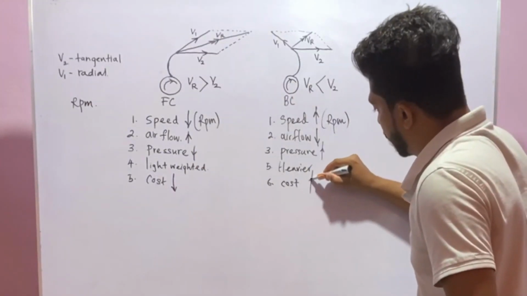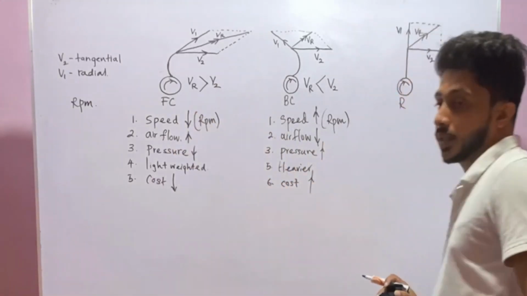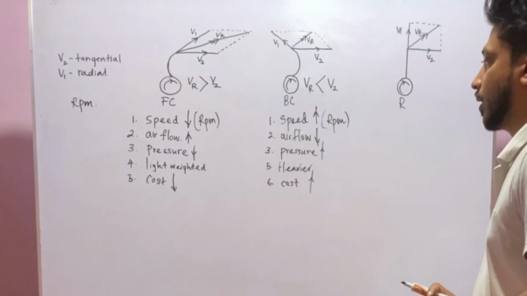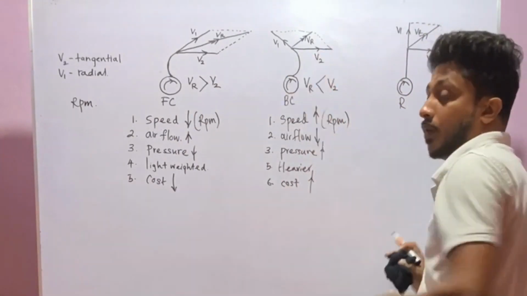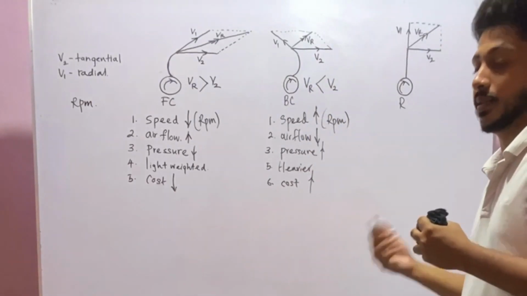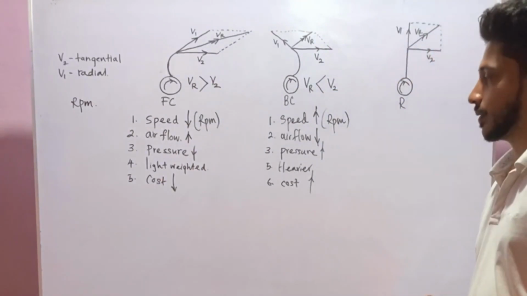Backward curve fan manufacturing cost will be higher than the forward curve fan, because they should be able to work in higher speeds. So it is not the case in forward curve fans.